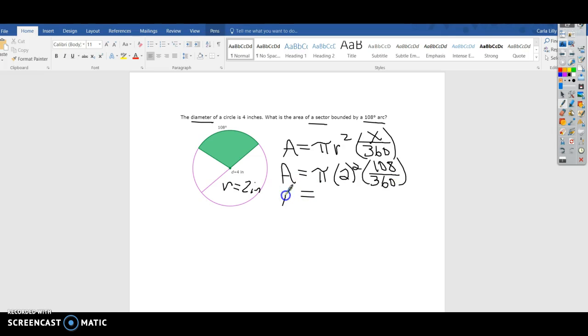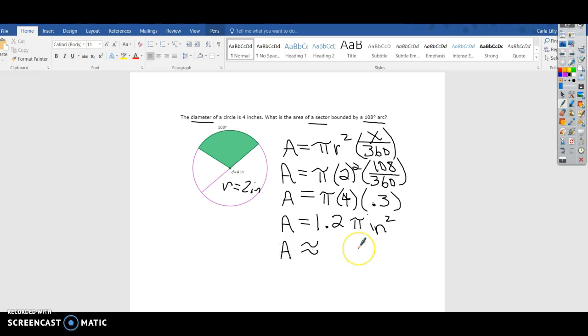All right, so area equals pi times 4, and then 108 divided by 360 is 0.3. And if I do 0.3 times 4, that gives me an area of 1.2 pi. This is in inches, so we got inches squared.